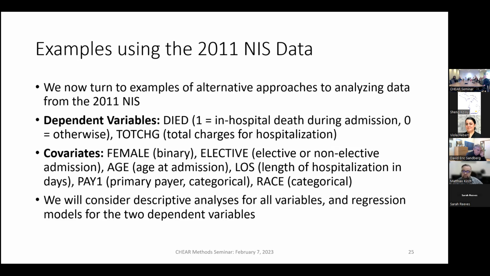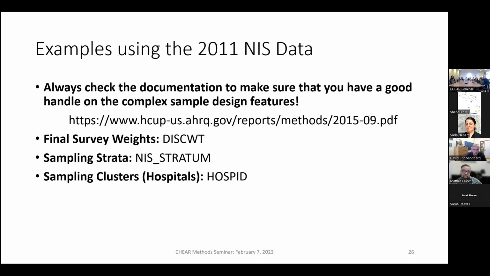I grabbed a series of covariates of different types. You know, are you a female? Was this an elective admission? Age, length of stay, primary payer, and then race. And we're going to consider descriptive analyses for all these variables and regression models for the 2 dependent variables.